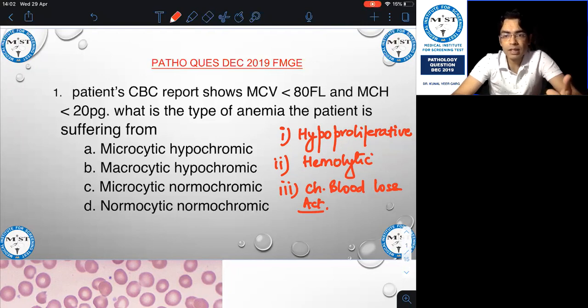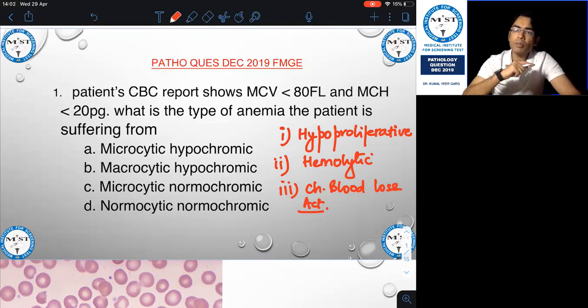What is anemia? Decrease in the hemoglobin concentration or decrease in the RBC mass on the basis of age, gender, and geographical location. So whenever the RBC concentration or the hemoglobin concentration is low, we call it anemia. Now, let's say we are talking about hypoproliferative anemia. Proliferation means division. Hypo means less. So that means there is less division happening in the bone marrow, the factory which is making the blood, which is making the RBC.